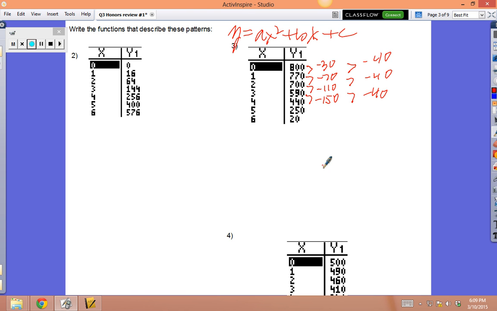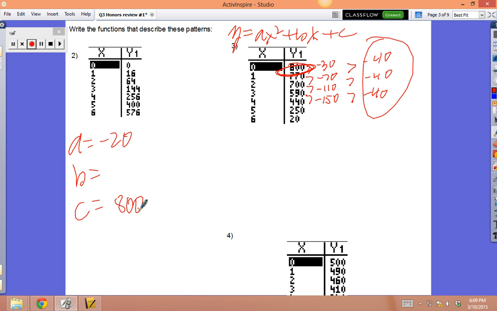Okay, now a is easy to find. Just cut that in half. So a equals negative 20. B is the hard one. C is easy to find. C is 800. Okay, now choose x and y, and I always choose 1. So I'm going to choose this point right here. You've got several to choose from. Choose 1 because it's an easy number to work with for your x, and your y.